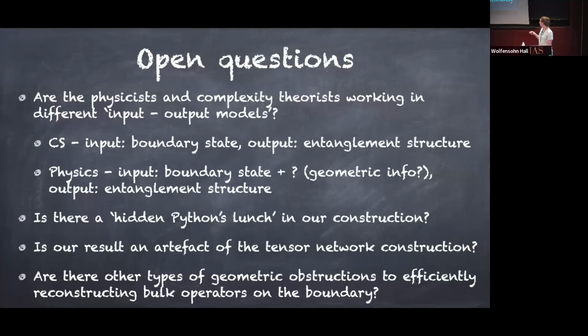And the final possibility is that maybe there are other types of geometric constructions for efficiently reconstructing bulk operators in the boundary. This wouldn't contradict the original Python's lunch conjecture, but it would suggest that the strong Python's lunch conjecture isn't true, and that there are other types of geometric obstructions to efficiently reconstructing bulk operators. So that's kind of all I had to say, but happy to take any questions.